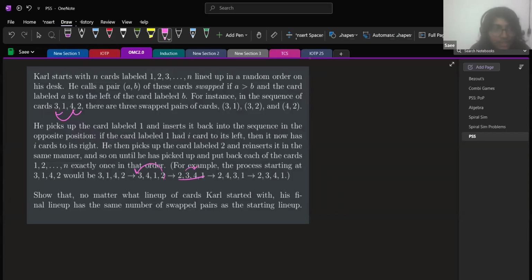And the claim is that no matter what lineup of cards you start off with, the final lineup will have the same number of swap pairs as the starting lineup. Feels induction-y. Okay, what are the other feels people are getting?